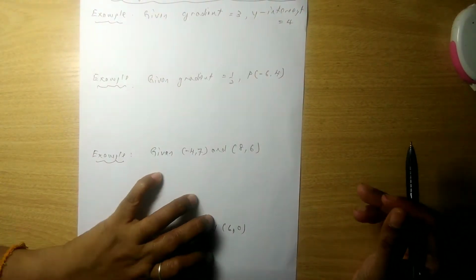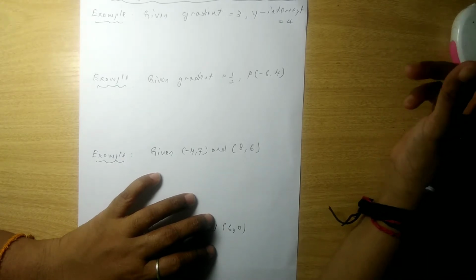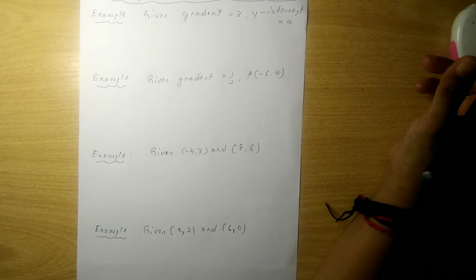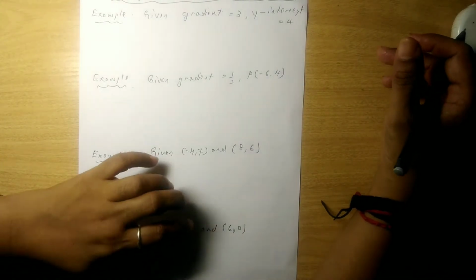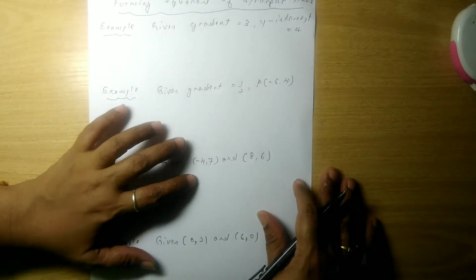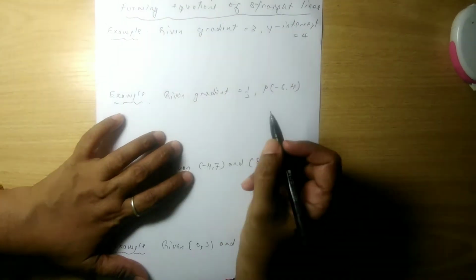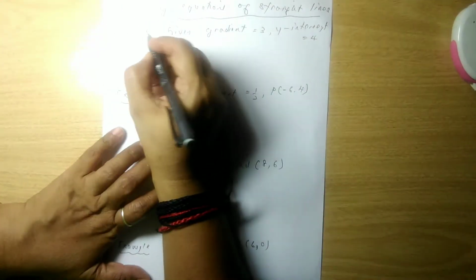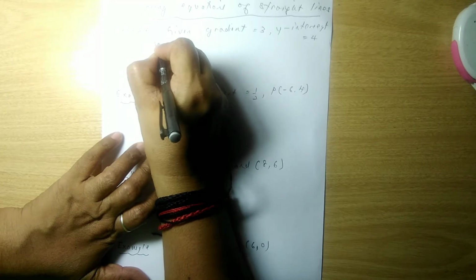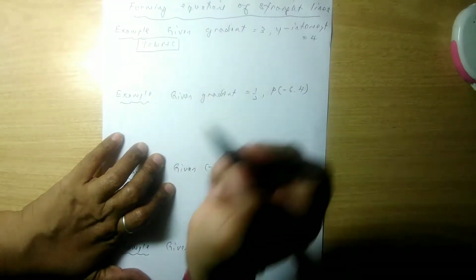Alright, good evening. So today we move on to the next part on how we form equations of straight lines. We're going to look at a few different types of examples to form our straight line in the form y equals mx plus c. Basically our equation can be written in this form.